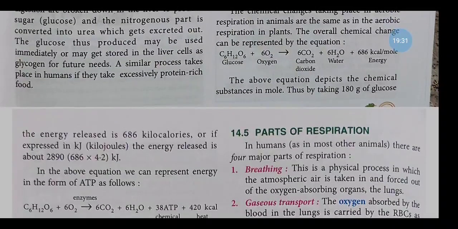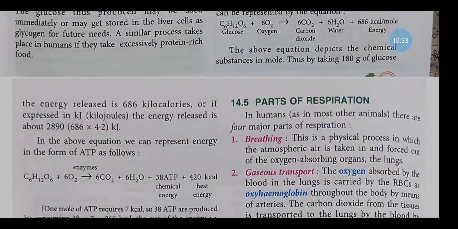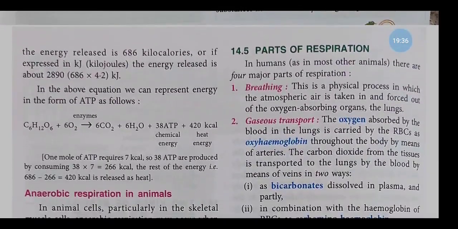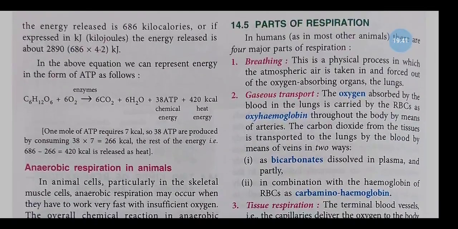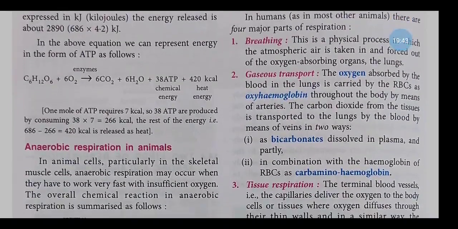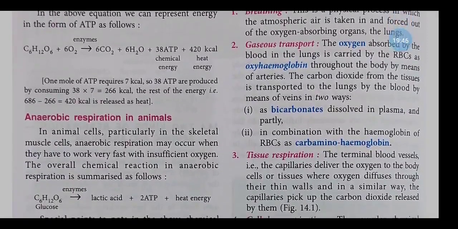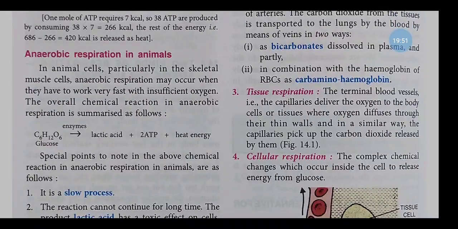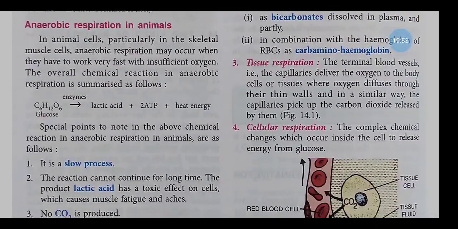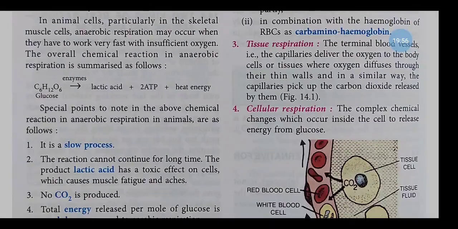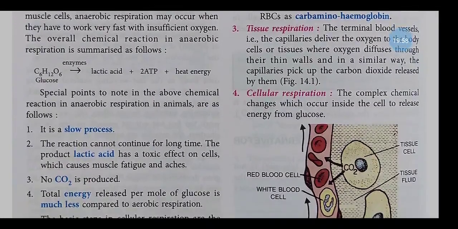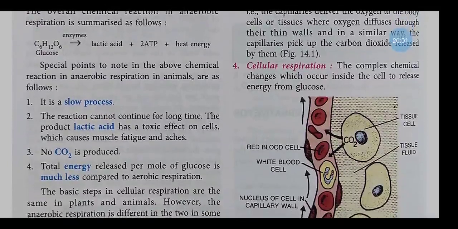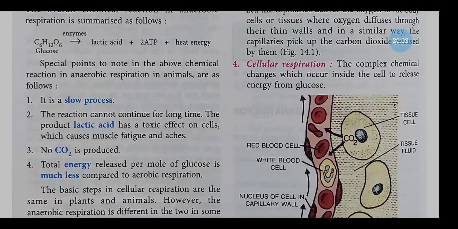Thus, by taking 180 grams of glucose, the energy released is 686 kilocalories, or if expressed in kilojoules, about 2890 kilojoules. Now, anaerobic respiration in animals. In anaerobic respiration, lactic acid is produced and only 2 ATP are produced, and heat is released. Now, there are some specific points to be noted about the chemical reactions in anaerobic respiration in animals.